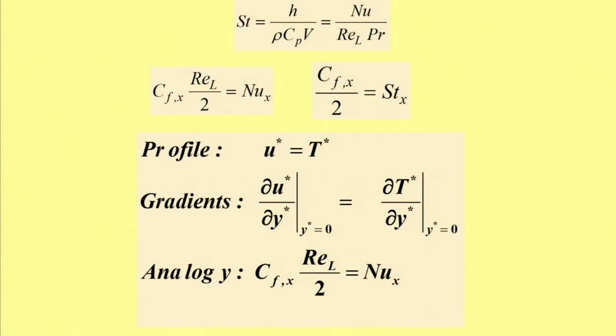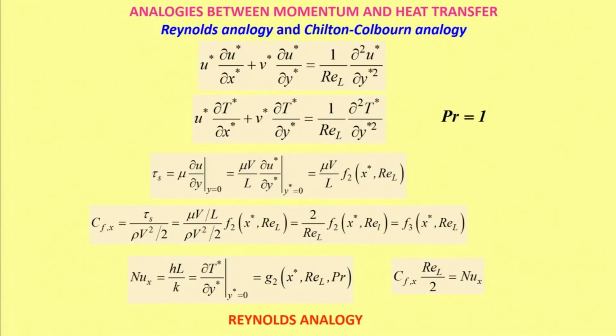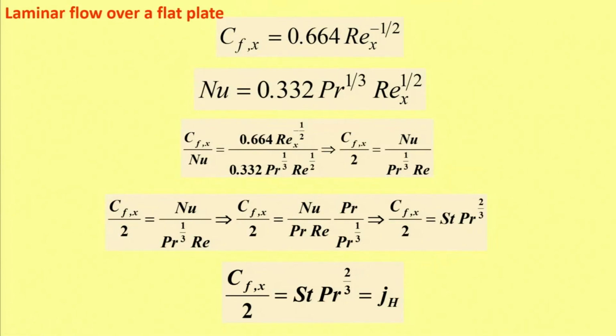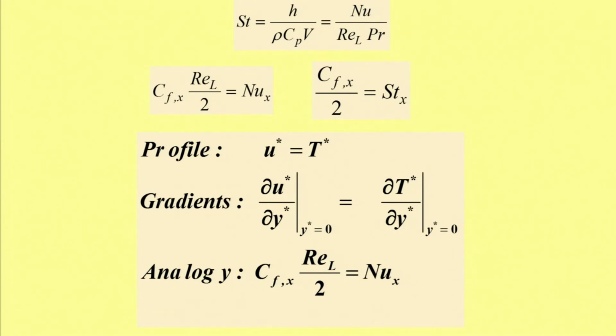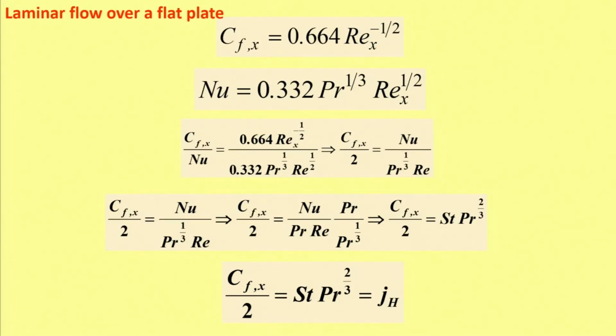Remember, we have taken the flat plate case where ∂P/∂x is 0. That is mandatory. ∂P/∂x being 0 is mandatory, and it works even for turbulent flows sometimes, but with a word of caution.